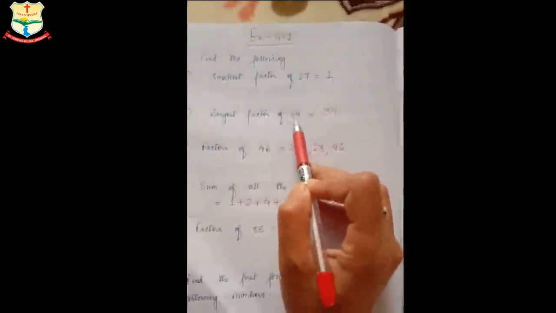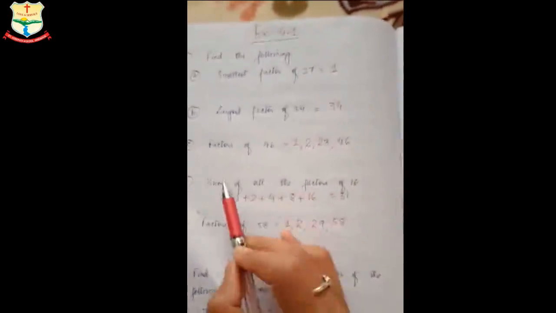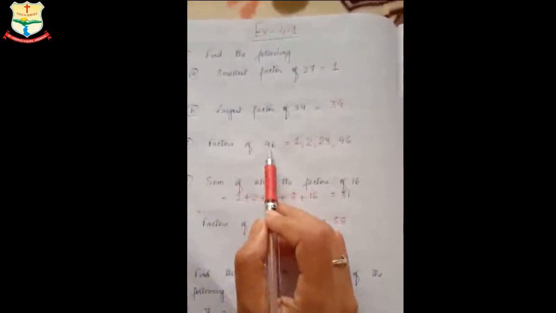The number itself is the largest factor. Next is factors of 46. So here 1, 2, 23 and 46.